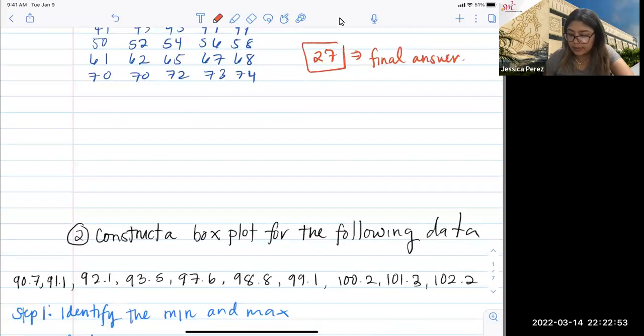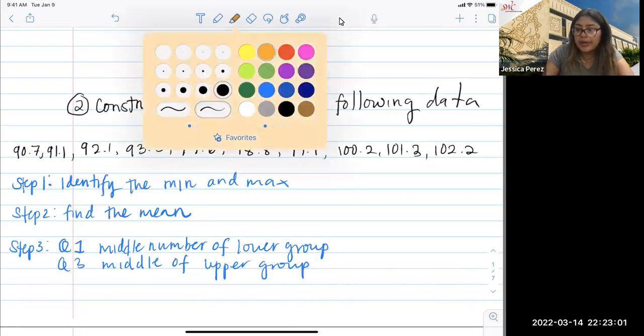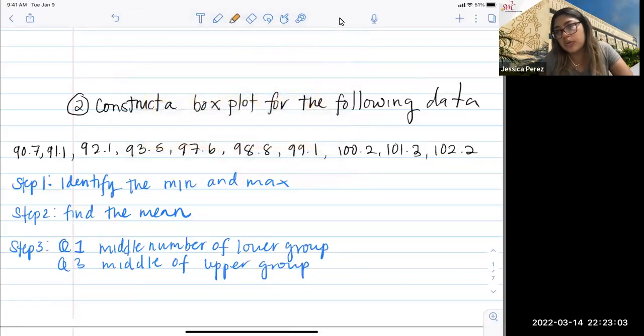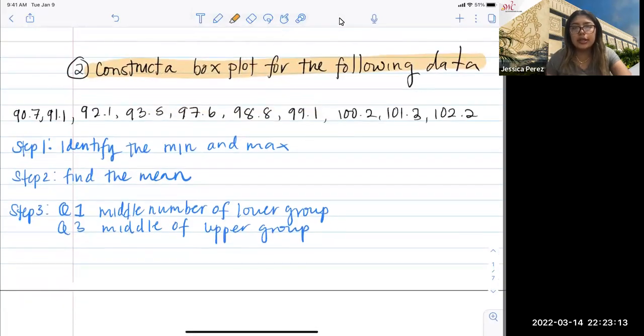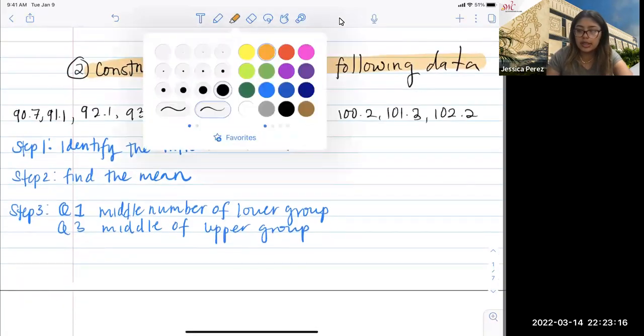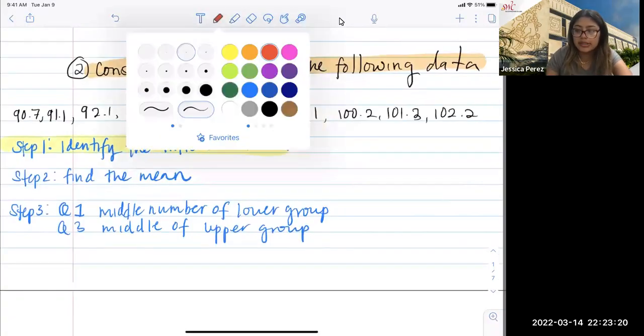All right, next one up. We have some data here. Again, this is not ordered by section, so please make sure you know how to do everything from sections 12.1 through 12.5. So construct a box plot for the following data. I actually listed here the steps you need to take. Step 1, you have to find the minimum and the maximum of this data.